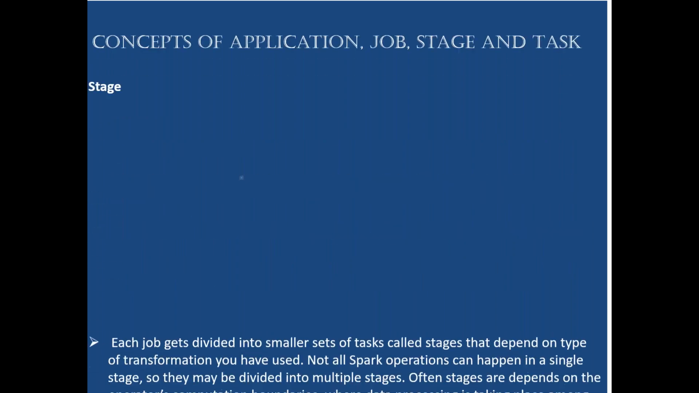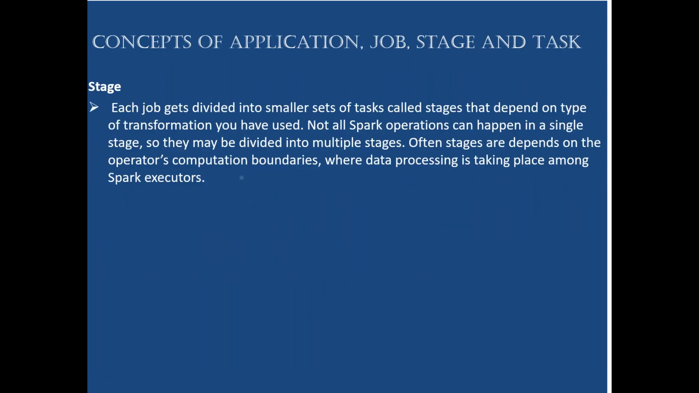So let's not discuss more theory. Let's focus more on the practicals. Stages, as we discussed, will be created whenever a shuffling of data happens, where the computation boundaries have changed. What is meant by computation boundaries?